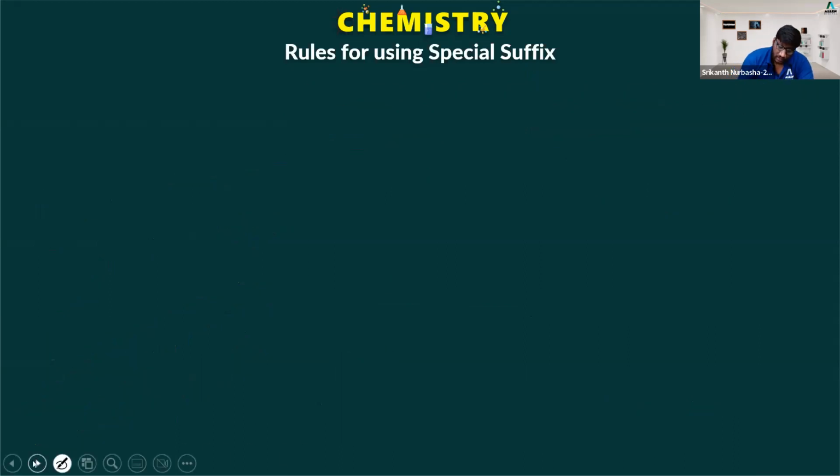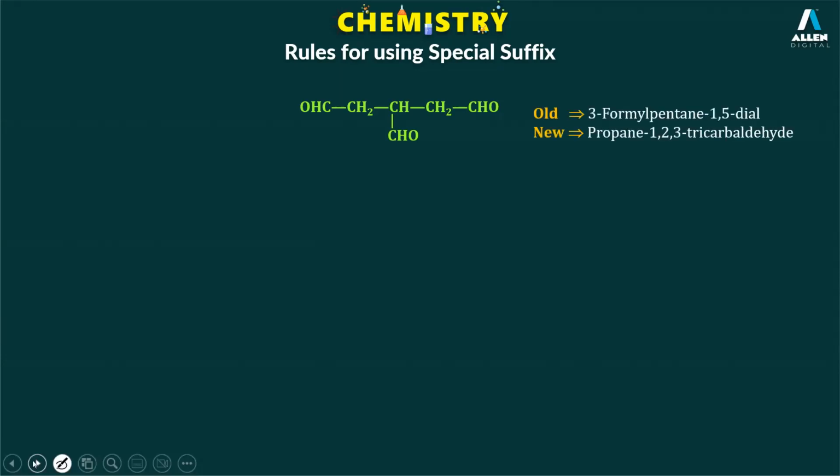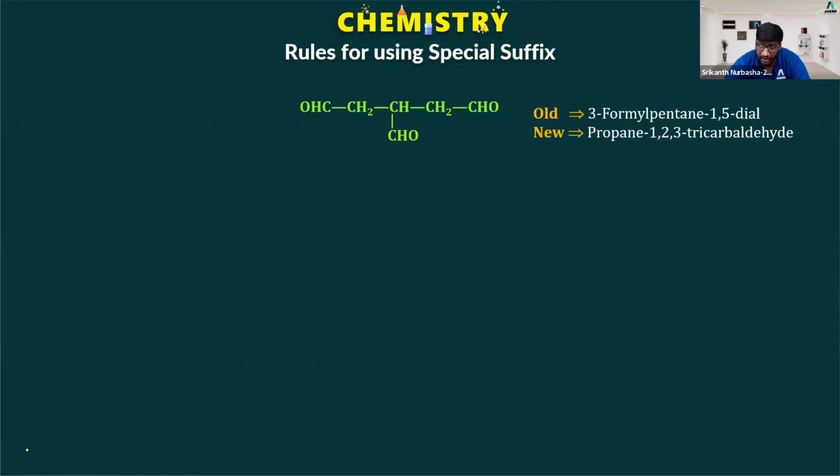Right, students? Give the names of these special compounds. All of you give the name of this compound: CHO, CH2, CHCHO, CH2, CHO. Propane-1,2,3-tricarbaldehyde. Very good. That is going to be the correct name. In the old system, it is 3-formyl. On the third position you have substituent CHO, which is not in the parent carbon chain. So 3-formylpentane-1,5-dial is the old name.